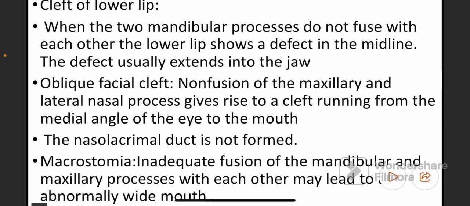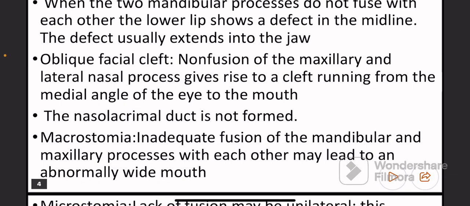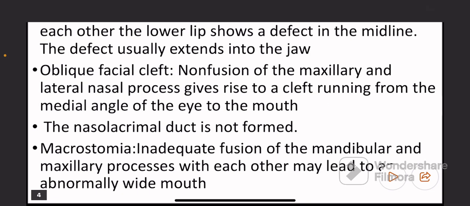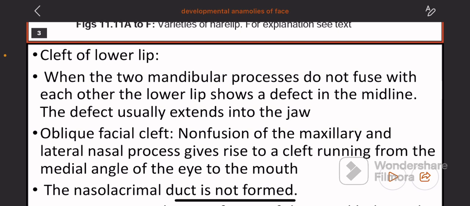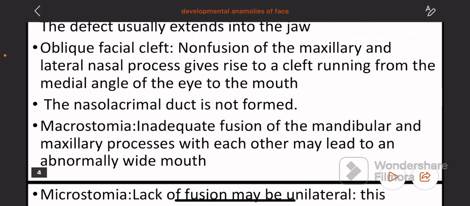In this anomaly, there is non-fusion of the maxillary process with the lateral nasal process. I repeat, it is the lateral nasal process and not the medial nasal process. So it gives rise to a cleft running from the medial angle of the eye to the mouth. You can see in diagram A the oblique cleft from eye to mouth. Then in this anomaly, the nasolacrimal duct does not form.